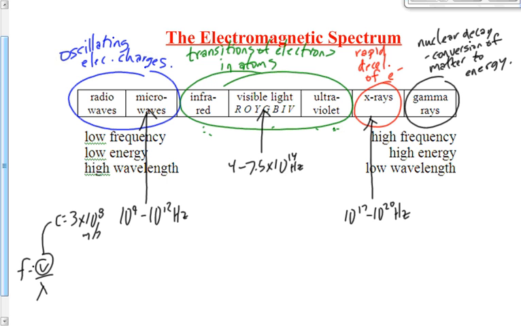Take the speed of light in a vacuum. It's sometimes called c, 3 times 10 to the 8 meters per second. Divide it by the wavelength. And when you do that, you get a frequency. Now let's compare the frequency against the 3 ranges that we memorized here.